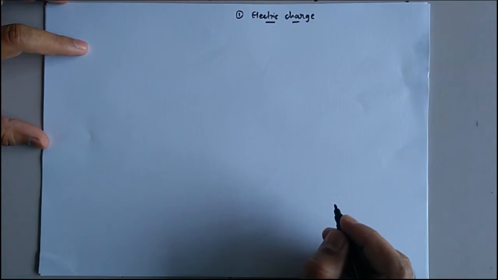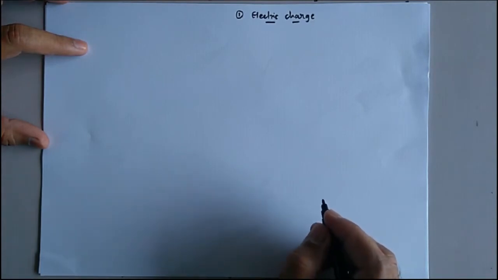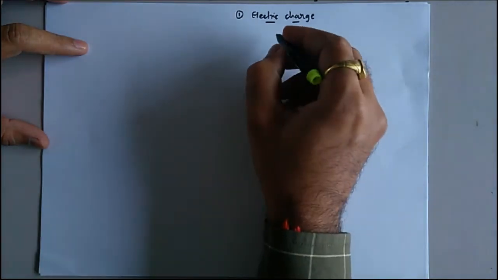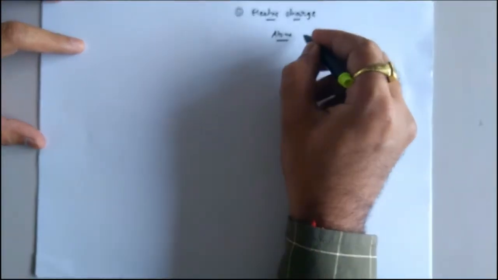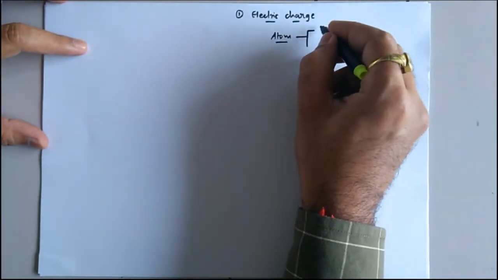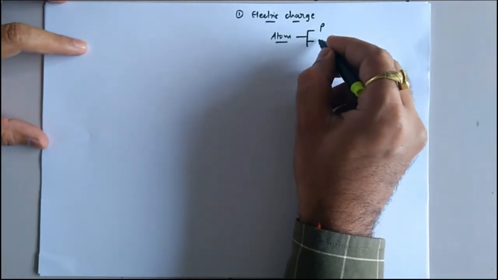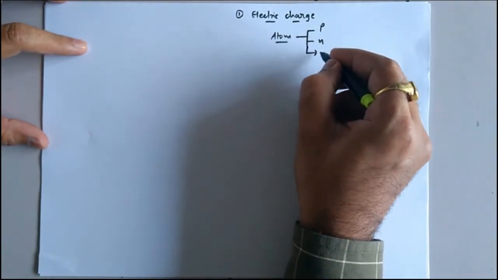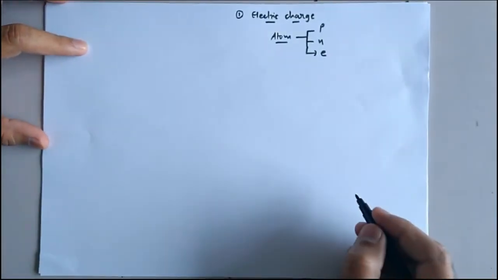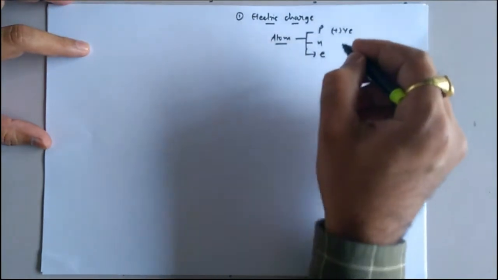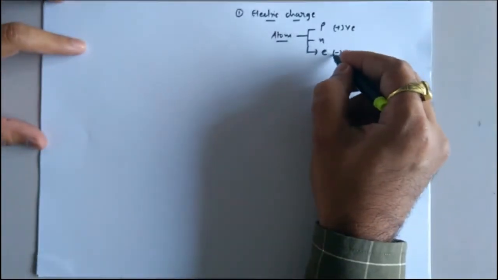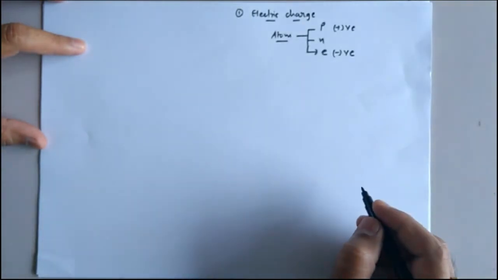In order to understand the physical significance of electric charge, let us try to study the atomic structure of an atom. We know that an atom consists of three main components. First one is proton, second one is neutron, and third one is electron. And we know that proton carry positive charge, neutron carry no charge, and electron carry negative charge.